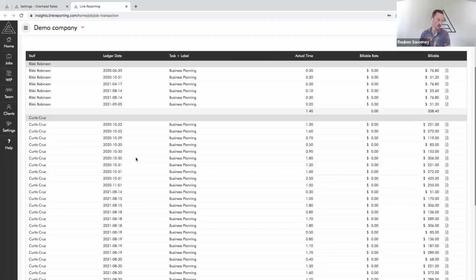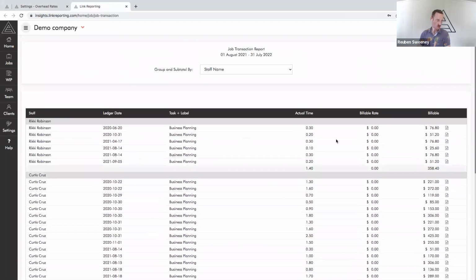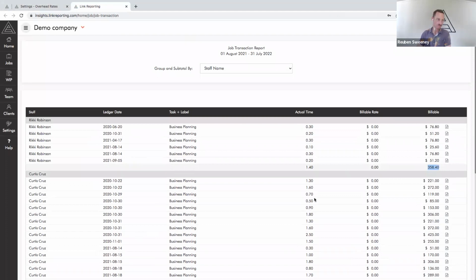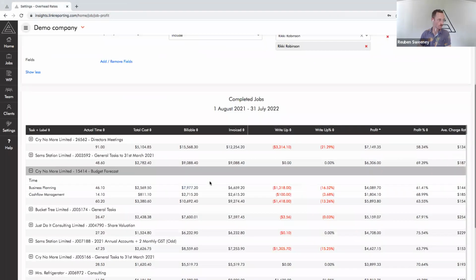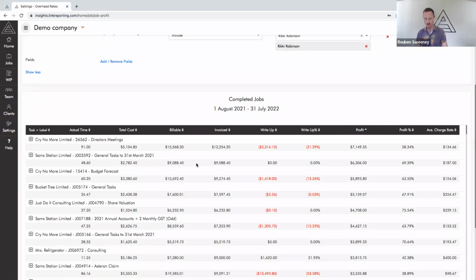So here, this is a multiple person report. These are all the Rickies. Ricky put an hour and 40, total billable value 358. Those of you using it for reporting, I'll leave you to explore that later.